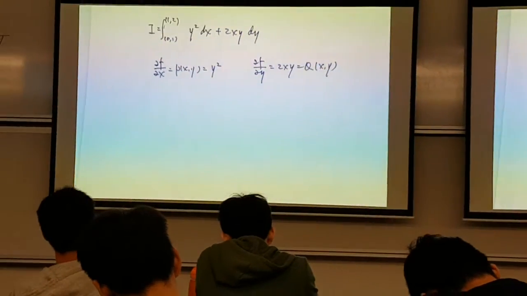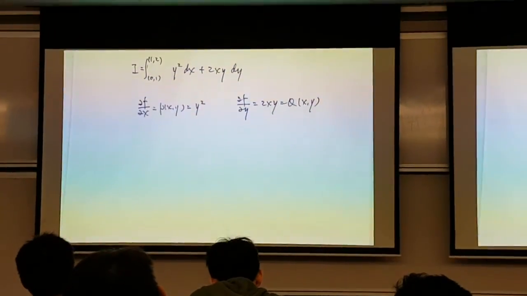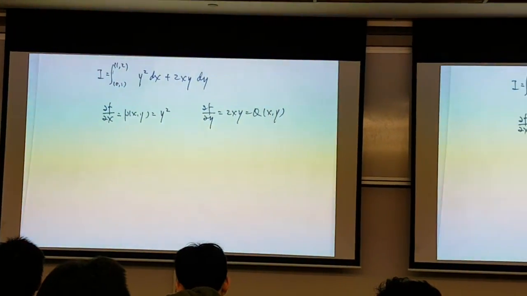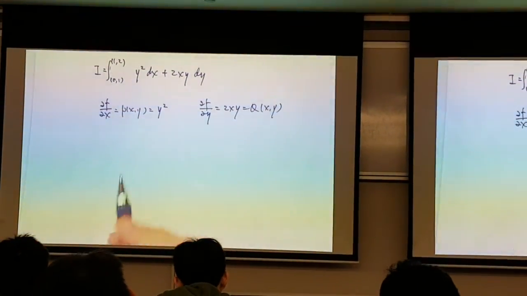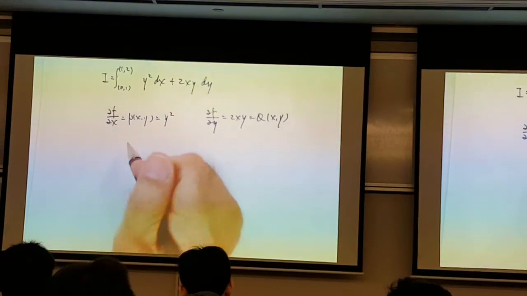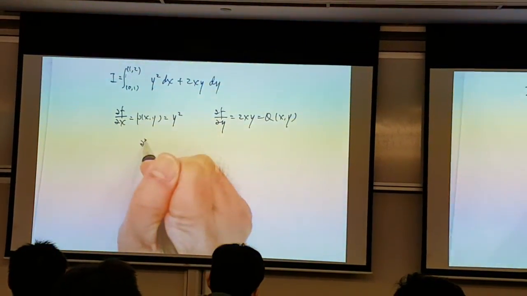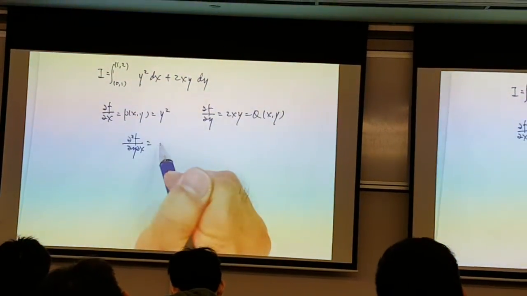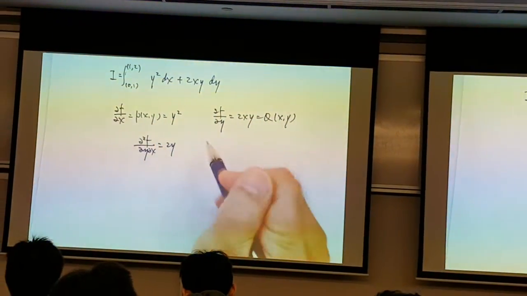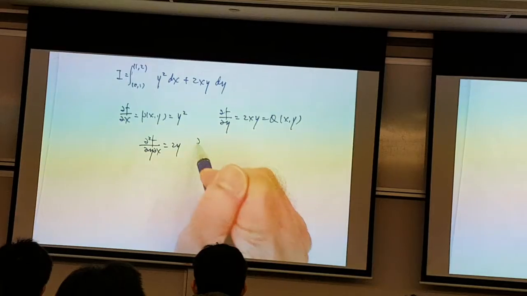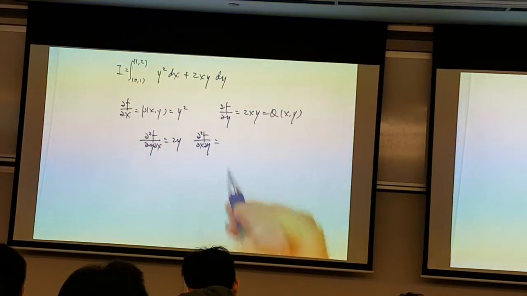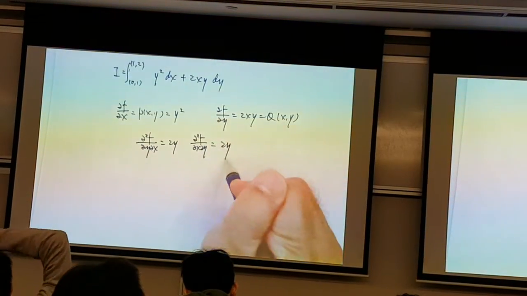So how do we show that this is indeed an exact differential? If it is indeed an exact differential, that means if you differentiate the second derivative, del 2f del y del x for this instance is going to be equal to 2y, and the other one, del 2f del x del y, is also equal to 2y.